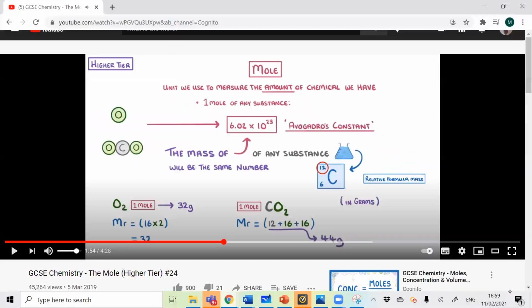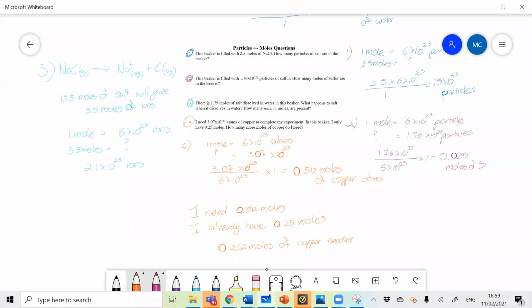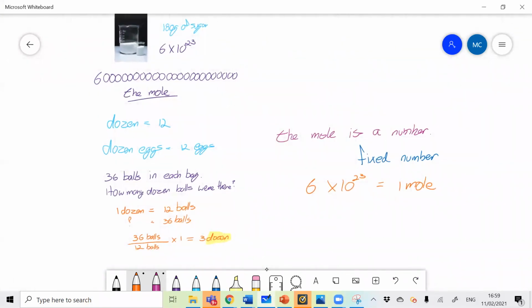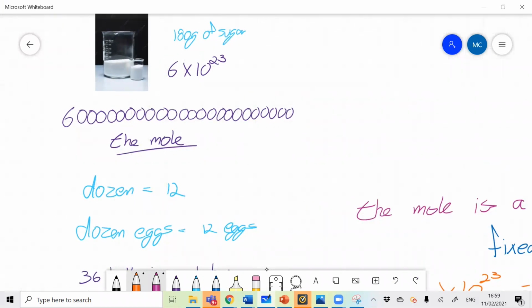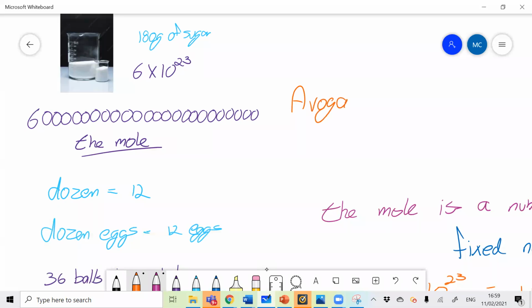Now, before we close off today's lesson, the last thing I want to say is that the mole, the number we've used before, we can also name it as Avogadro's number. But for now, we're going to be referring to it as the mole, okay?